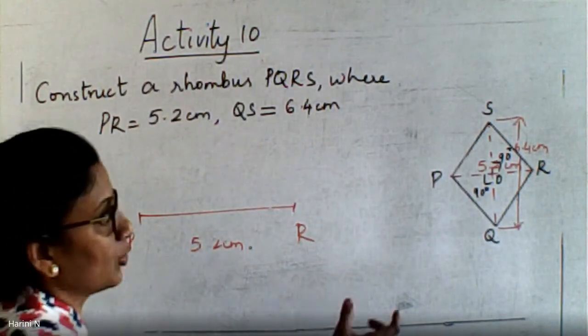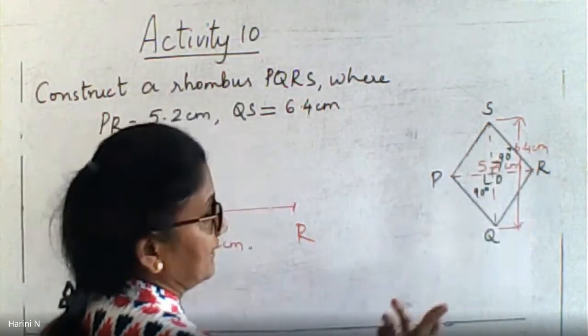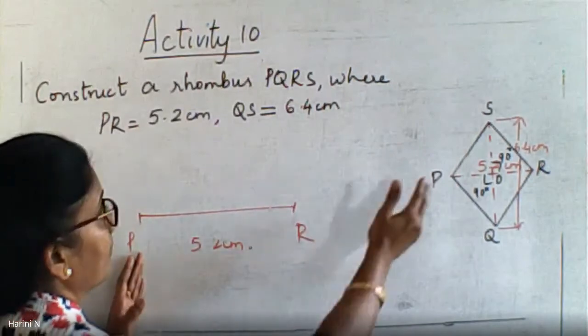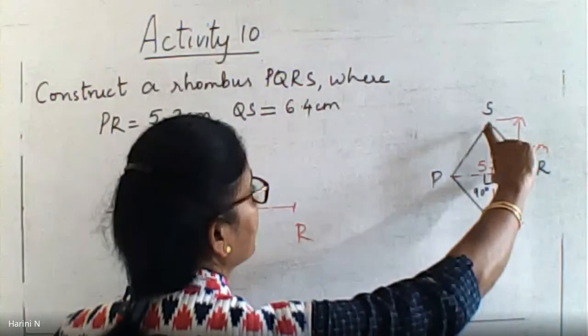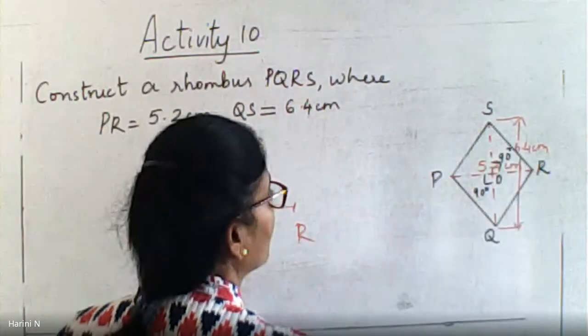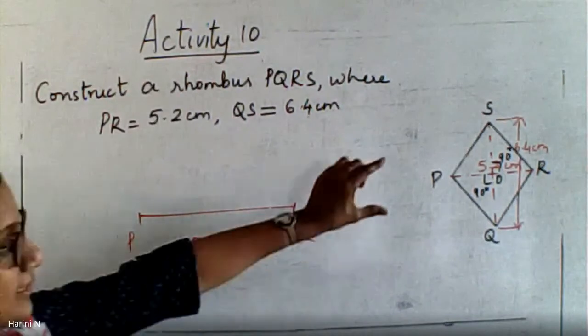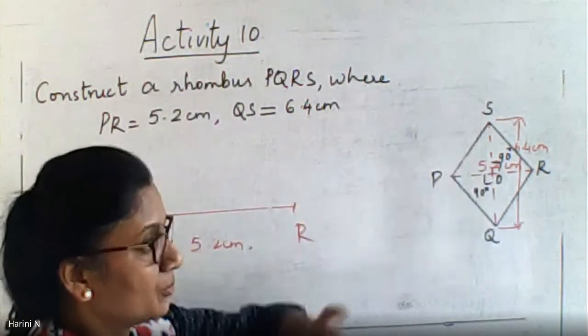I already told you that the two diagonals are bisecting each other. So already my perpendicular bisector for PR, intersecting points will become S and Q. What is the distance between SO and OQ? Can you tell me? What is the distance between O and S and O and Q?